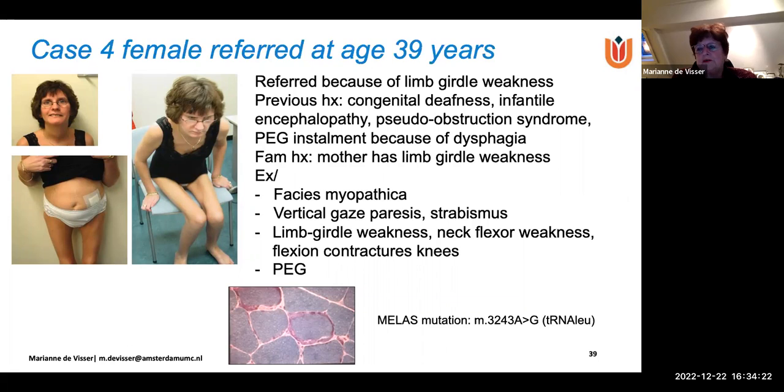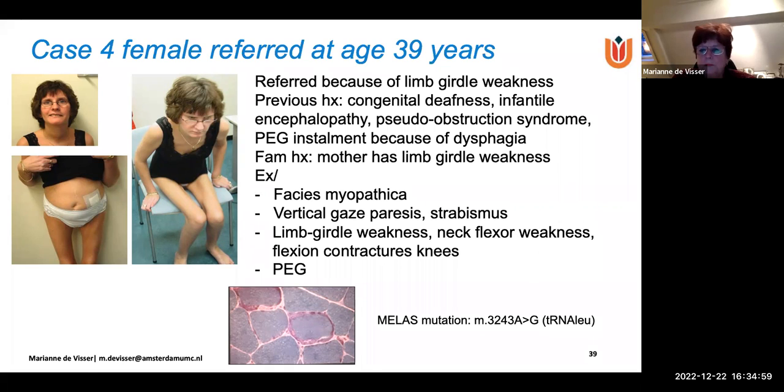This patient was referred to us at age 39 years, and she was referred because of limb girdle weakness. And her previous history included congenital deafness, infantile encephalopathy, pseudo-obstruction syndrome, and she had a PEG installed because of dysphagia. It had taken a long time before she was referred, because her treating physicians thought that nearly all her symptoms and signs were due to the infantile encephalopathy.